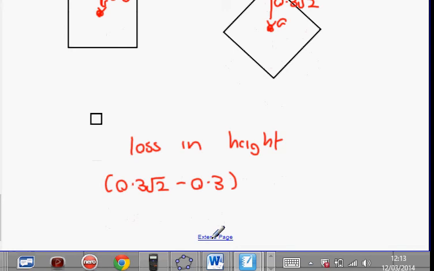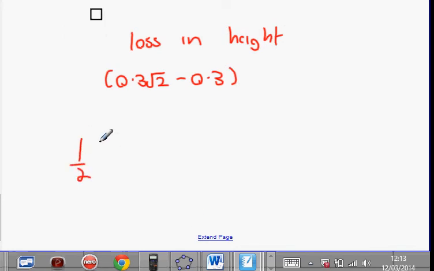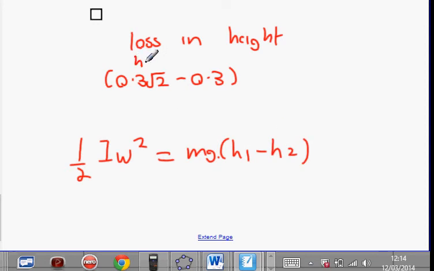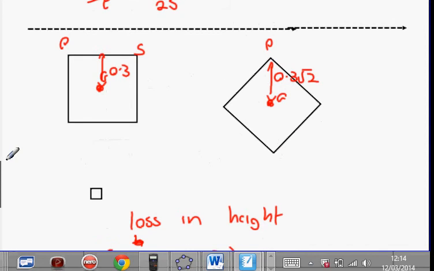So what we're going to do is go back to our original formula. A half rotational energy, a half I omega squared equals mgh1 minus mgh2. We can factorise that and turn that into mg(h1 minus h2). And this here is exactly what that is. Your second height, so you're going to calculate the drop in height, okay? So the drop in height is this one, take away this one, so you want to find out the drop in height, okay?